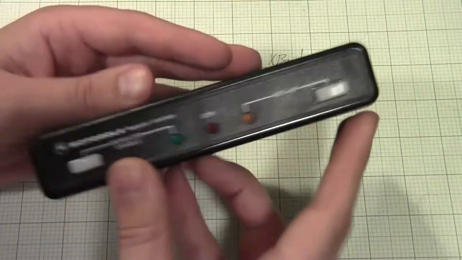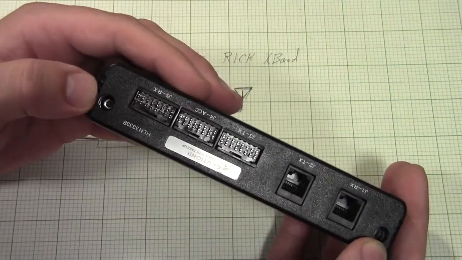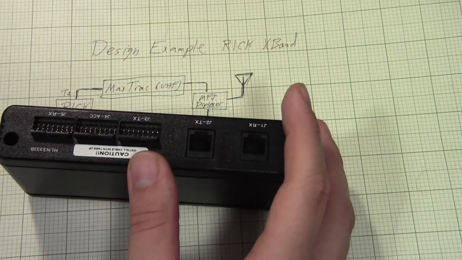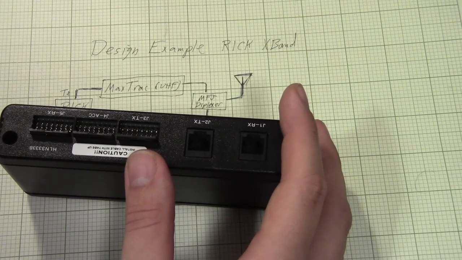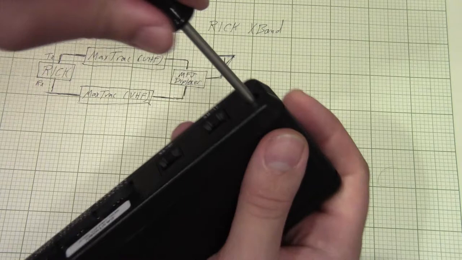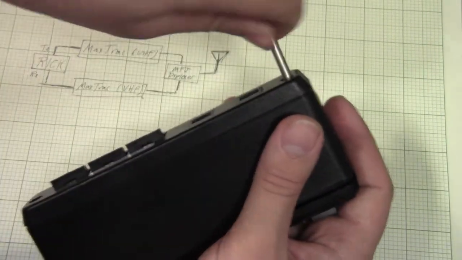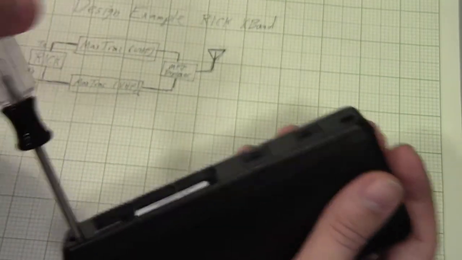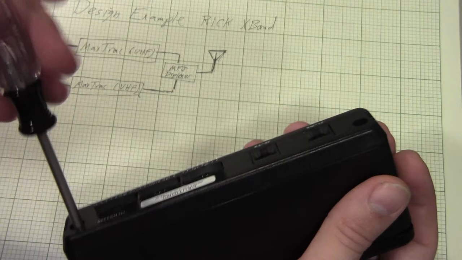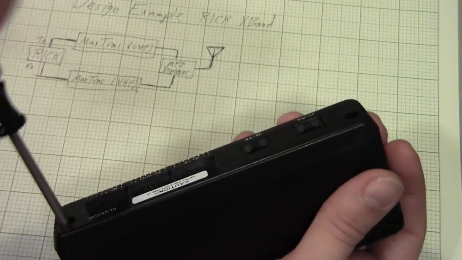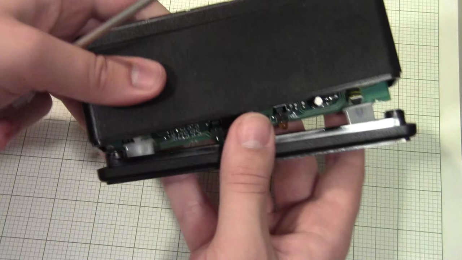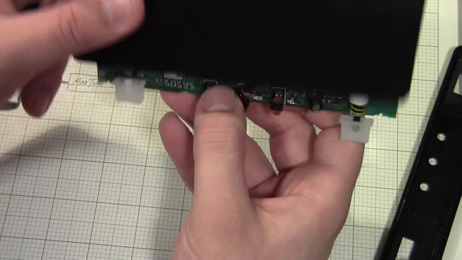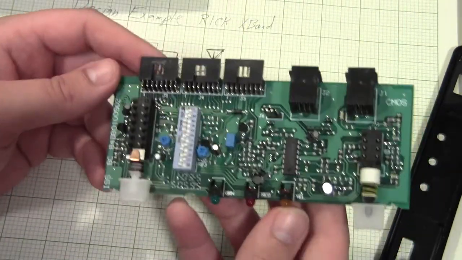So let's actually look at the RIC. There are only two T15 Torx screws. So let's try and find the right torque here. The front faceplate comes off, the circuit board then slides out, and here is the RIC.